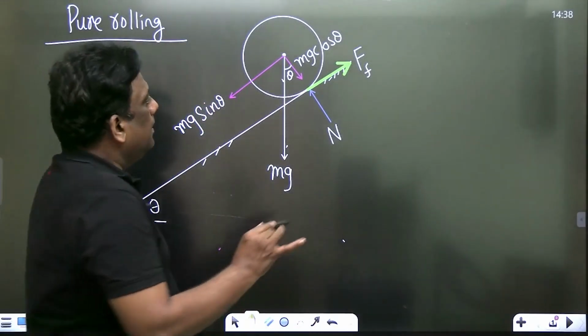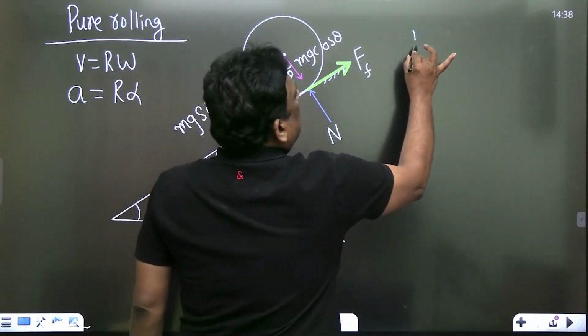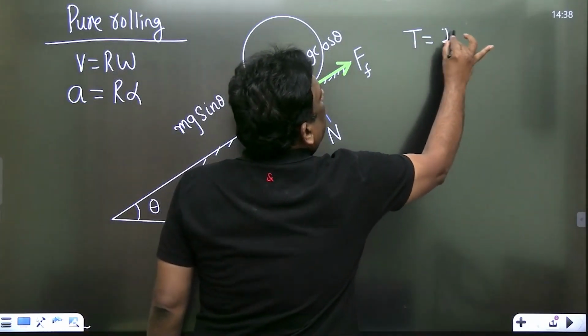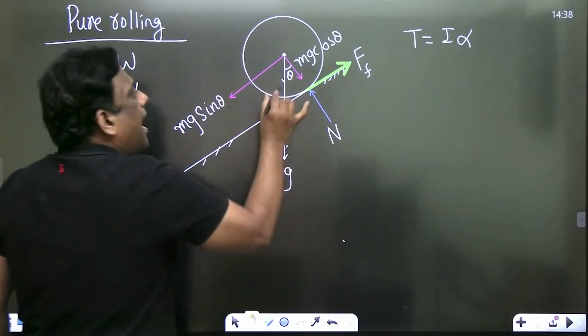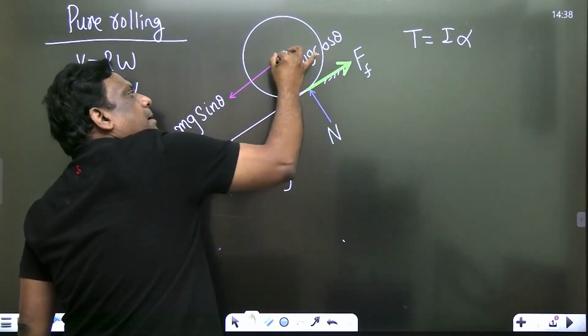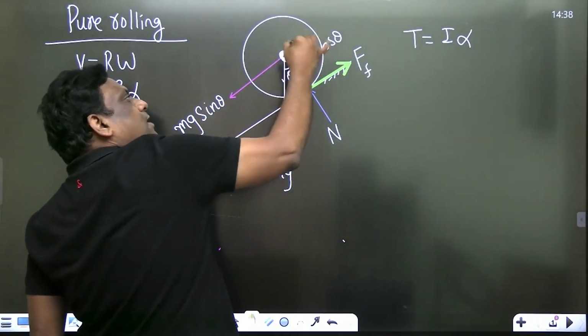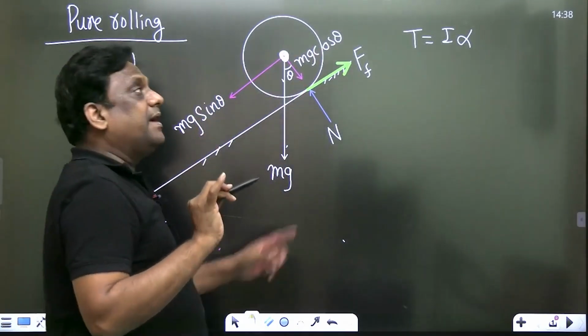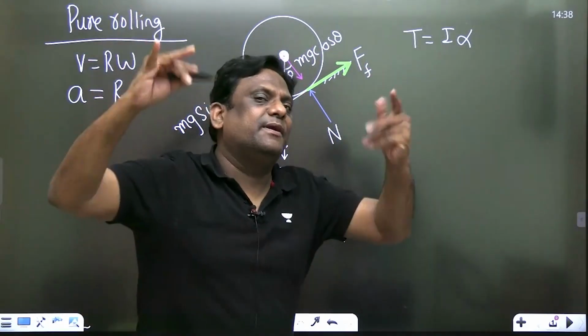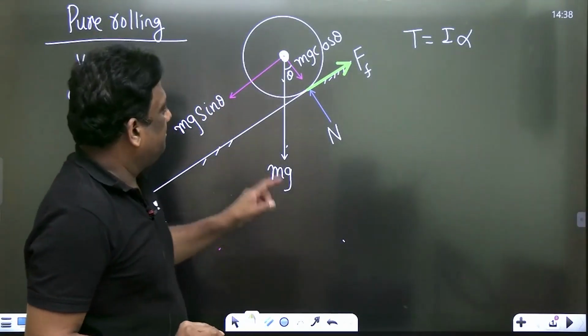Now look. Now you know that torque is equal to I alpha. This you already know. And this is rotating like this about this axis. So I is about this axis. What will be I? Beta mr square. Beta can be anything depending on the shape. Okay. Now you tell me.